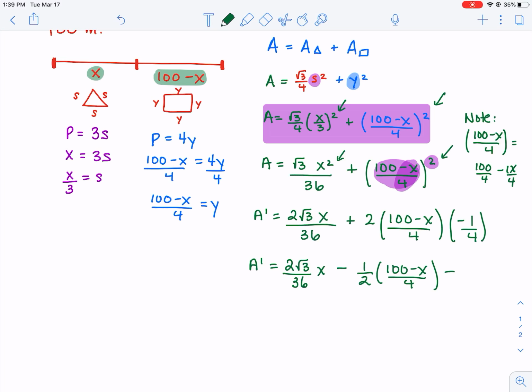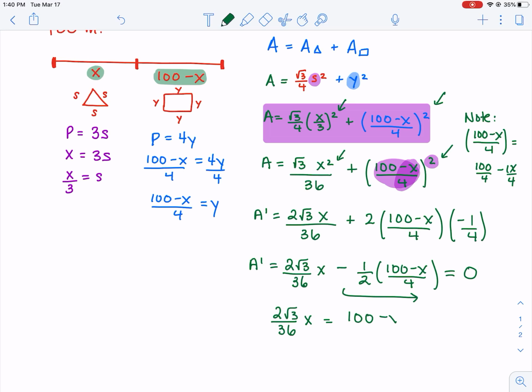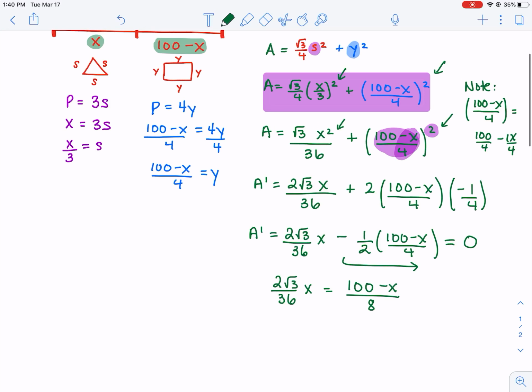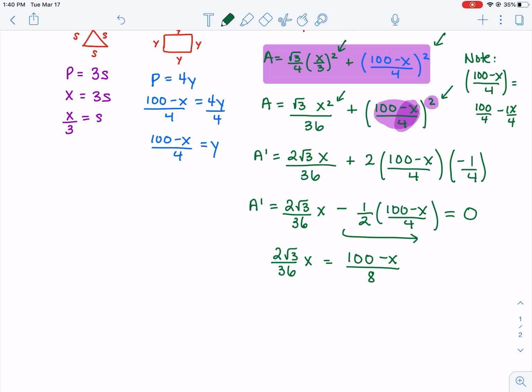We know that this derivative must equal 0 in order for us to minimize this area. So if that's the case, then we have 2 radical 3 over 36 x. If I move this term over to the other side, that would have to equal (100 minus x) over 8. Note I just multiplied the two denominators, the 2 and the 4, to give us 8. We can cross multiply this time. That would give us 16 square root of 3 x is equal to 3600 minus 36x.